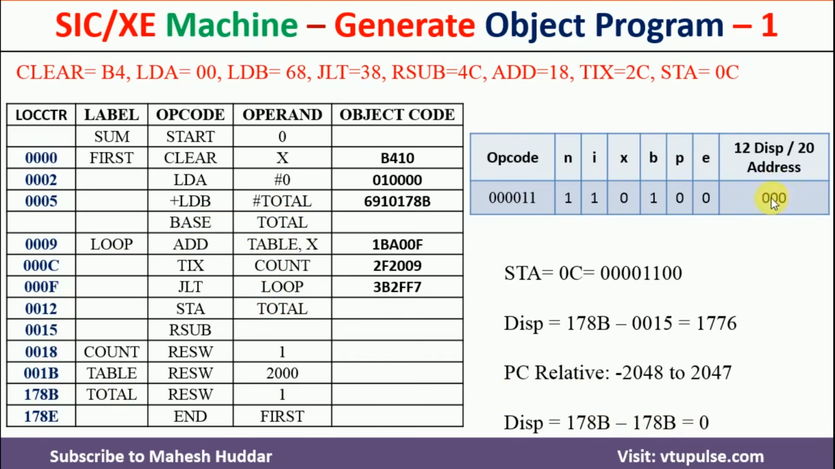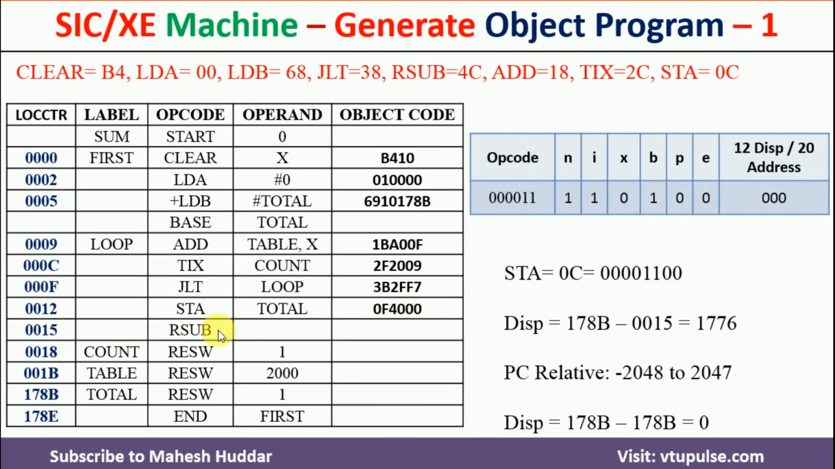So the 12-bit displacement is 000, that is 12 bits: 4 bits for this, 4 bits for this, 4 bits for this one. So club 4 bits, you will get the value 0F4000 in this case. That is 0 till here, 1111 that is F, 0100 that is 4, and these are 000 here.